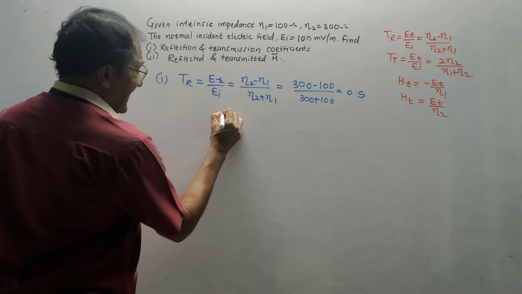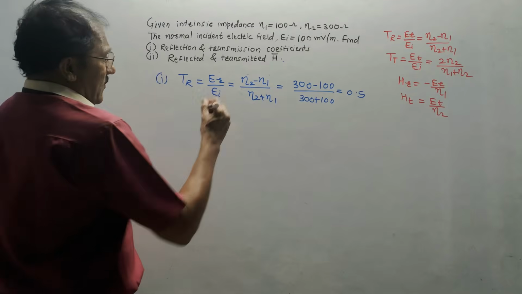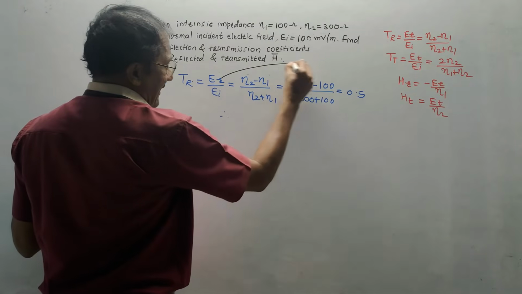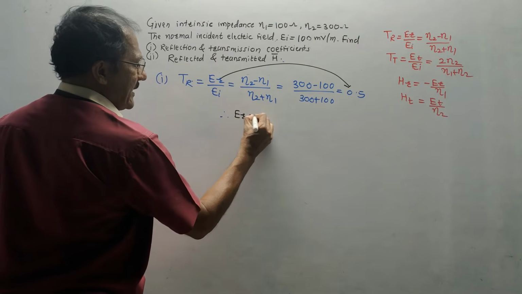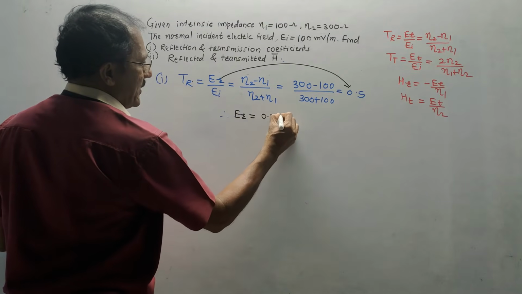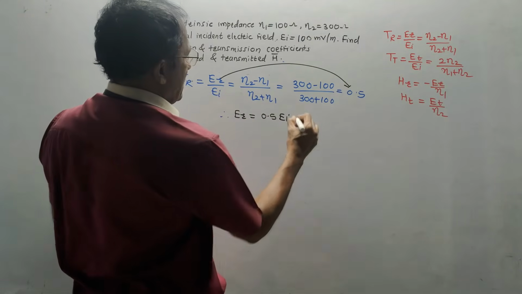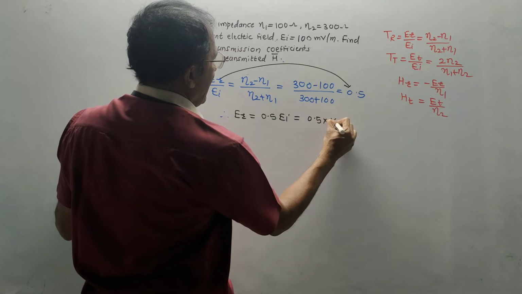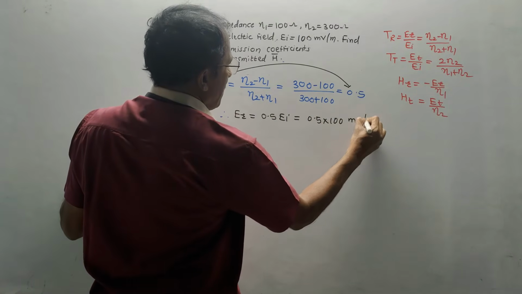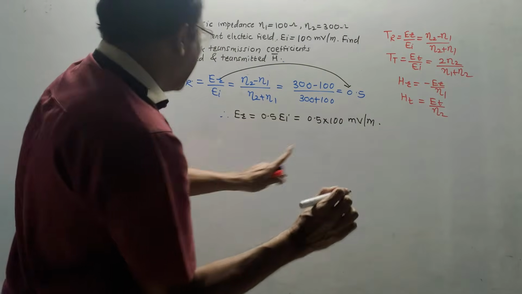Now from this I can well write, this is basically the equation for TR, or in another language the value of ER upon EI. From this I can write ER is equal to 0.5 times EI. What I did, I have transferred EI to the RHS, which is the same as 0.5 into 100 millivolt per meter. I haven't converted millivolt into volt, I have kept it as it is.